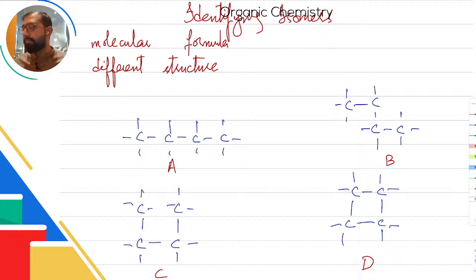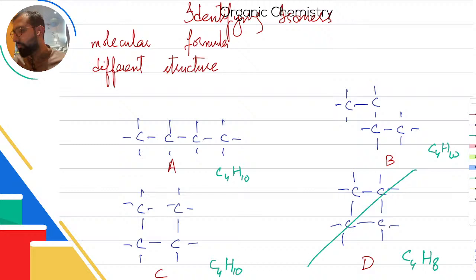Molecular formula. First do that. What is the molecular formula of this one? 4 carbons, 10 hydrogens. Okay. 4 carbons, 10 hydrogens. 4 carbons, 10 hydrogens. 4 carbons, 8 hydrogens. So clearly, not the same molecular formula. First statement is false, not an isomer. Okay, what about the next one?